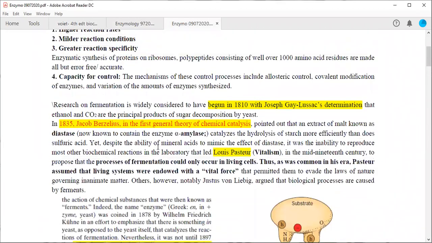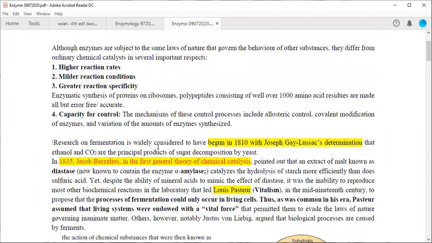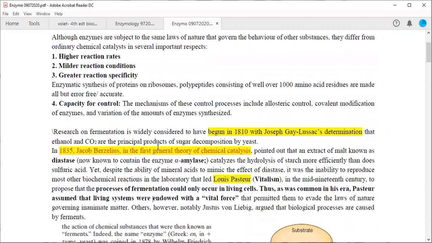When we were discussing enzymes, certain points we skipped, so I will cover them also in today's class. Although enzymes are subject to the same laws of nature that govern the behavior of other substances, they differ from ordinary chemical catalysts in several important aspects.